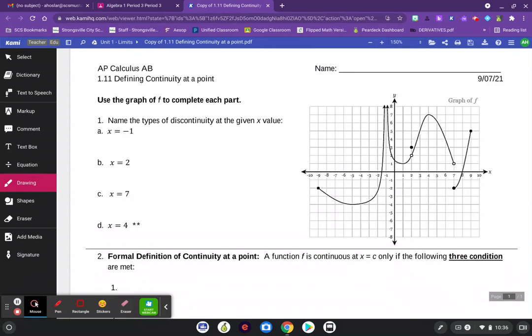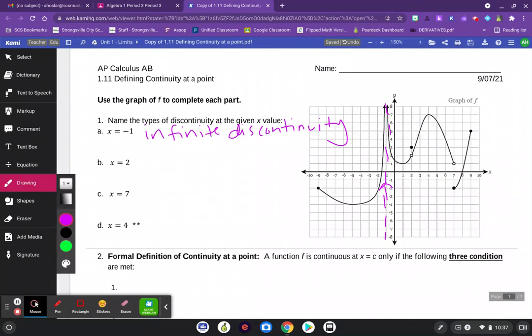Okay, so when I'm looking at x equals -1, x equals -1 is right here. And it looks to me like we have a vertical asymptote. And so that would be infinite discontinuity occurring at x equals -1. You don't have to write the word discontinuity every time. I just wrote it this time, and I'm not going to write it next time.